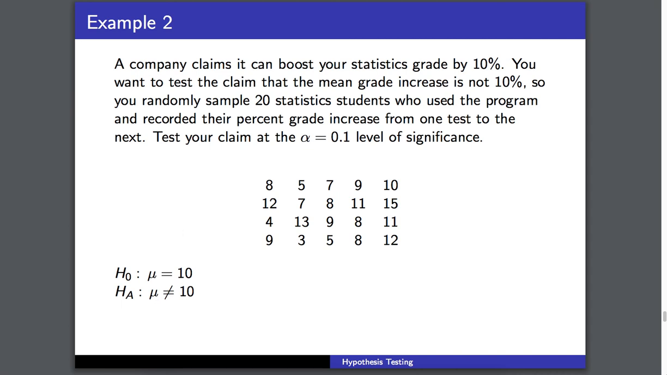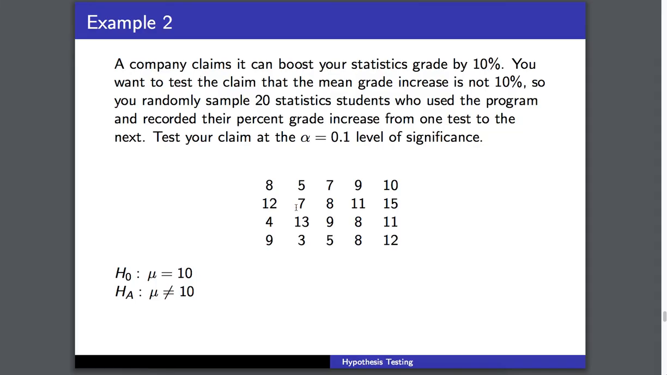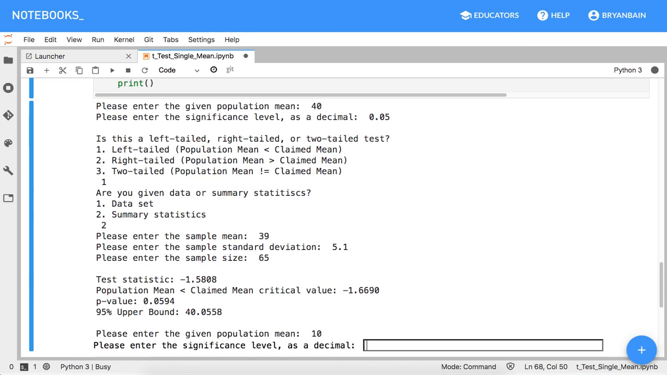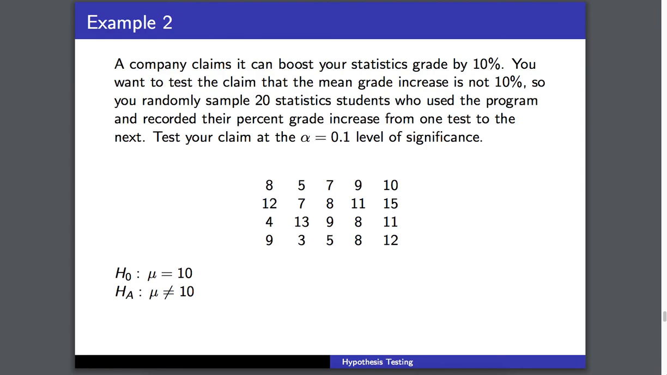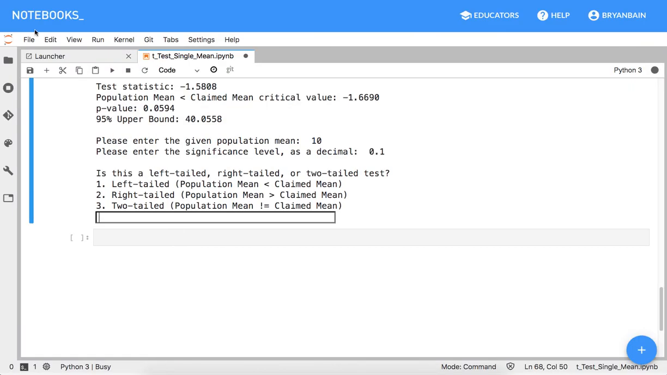So let's go ahead and enter in the data. Our given population mean, we're saying is 10%. And because we're dealing with whole numbers, we don't have to convert these scores to decimals like 0.08 and 0.05. We can just keep them as whole numbers, just like we can keep the 10% as a whole number. Our significance level, I think, was 0.1. Yeah, alpha is 0.1, so 10% level of significance. This is a two-tailed test, so option 3.